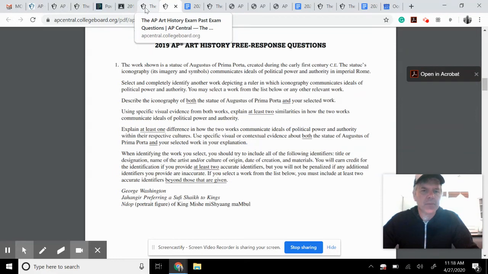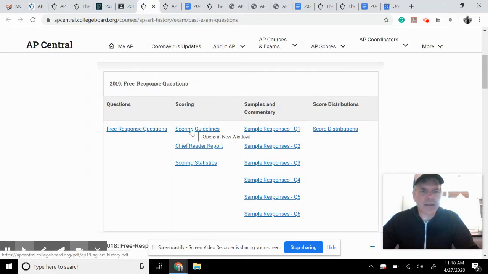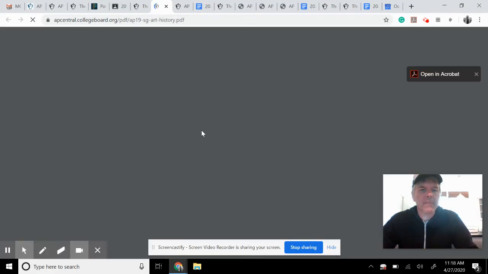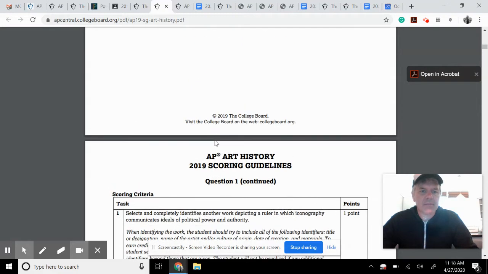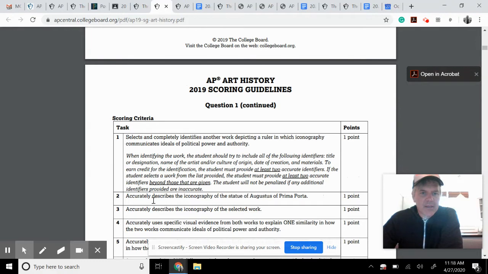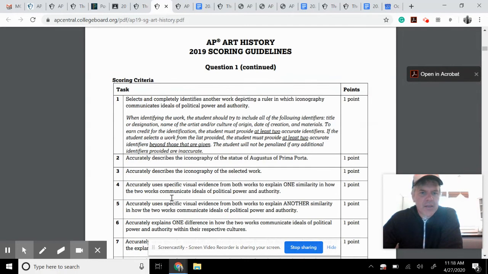So I'm going to go over to scoring guidelines, okay? When I click on scoring guidelines, they'll also have sample responses if you still don't understand what they're talking about, which is natural. Scoring guidelines, let's see what they say. Okay, all right, big reveal. First, select and identify, 1 point, easy. Accurately describes the iconography of the first work, accurately describes the iconography of the second, uses visual evidence from both to explain a similarity, and then uses visual evidence from both to explain another similarity. So we were right: 1, 2, 3, 4, 5 so far.